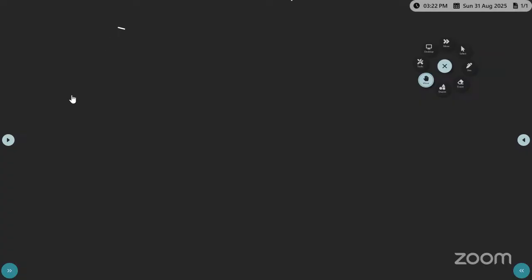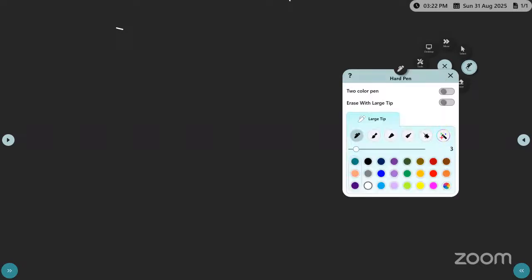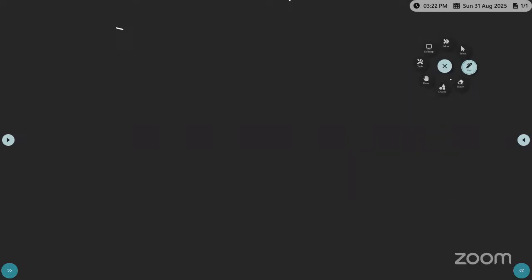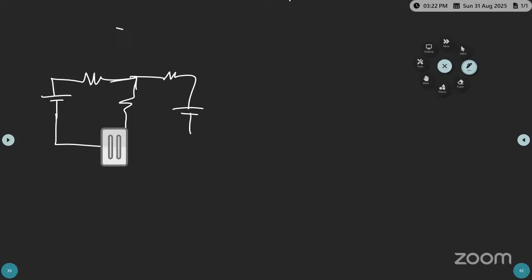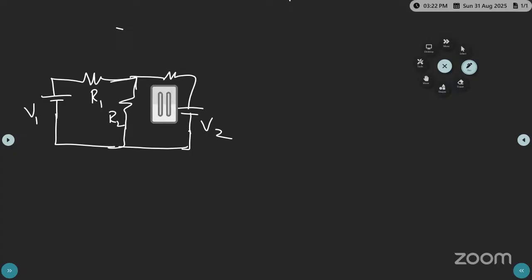So this is the problem. I am taking a general example, a problem consisting of two voltage sources. For example, if I take only one source, what happens? We cannot apply the superposition theorem. This is V1, this is V2, this is R1, this is R2, R3. How many sources are there? Two sources. Okay.